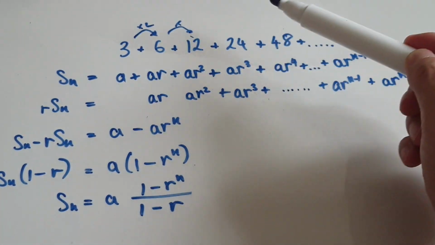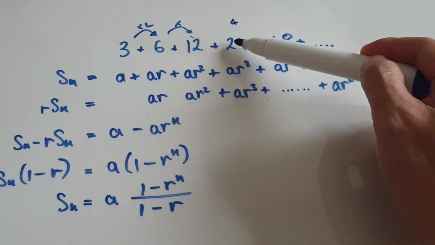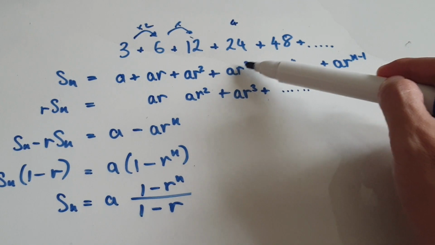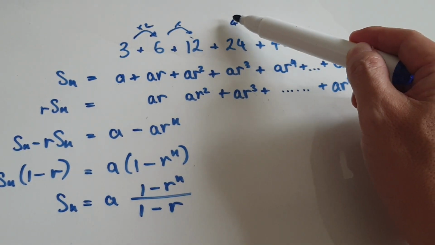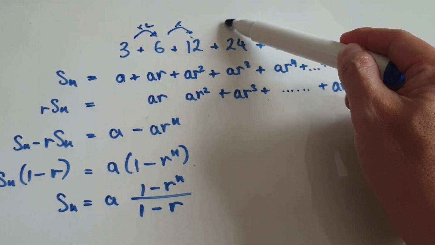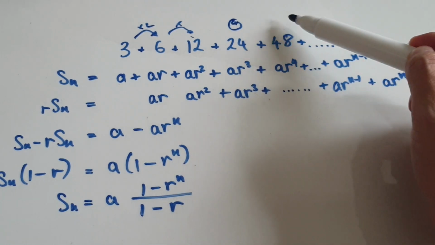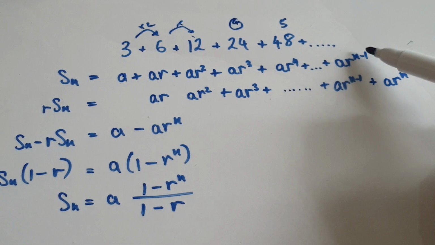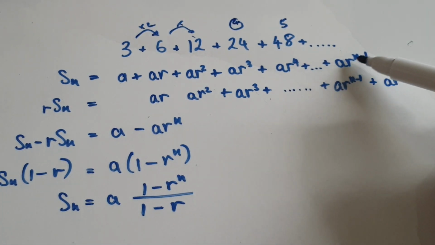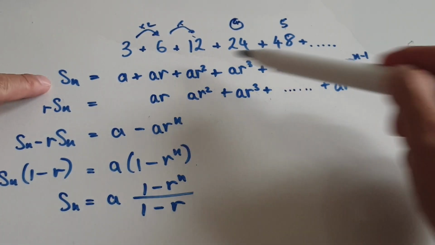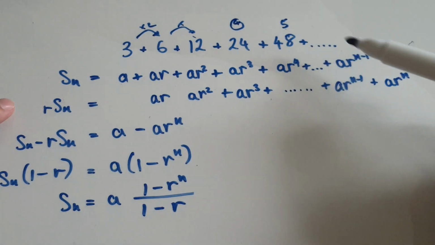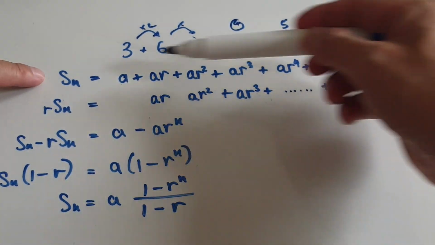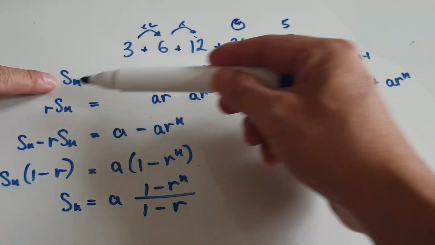and so on. So notice that this is the fourth term, and this one here, to the power of 3, is always 1 less. So here is the fourth term, so it's 1 less. This is the fifth term. Notice that it's always 1 less. So the last one would be ar to the power of n minus 1 if you're trying to sum up the nth term. Okay, so to get to this formula, this is what we're trying to find out, Sn.